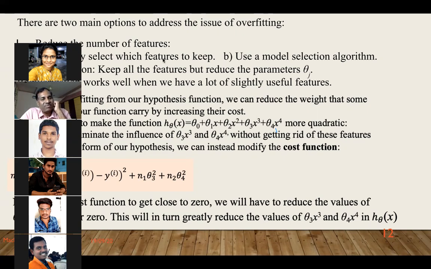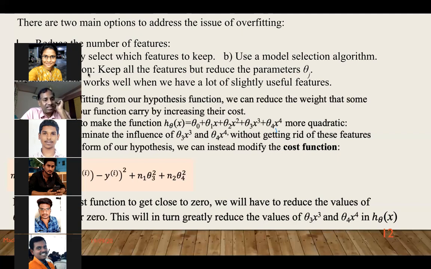To address overfitting, one solution is to reduce the number of features. Manually select which features to keep. That is one method. Or use a model selection algorithm, which selects only a few features out of all the given features.